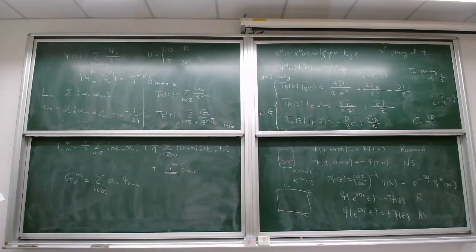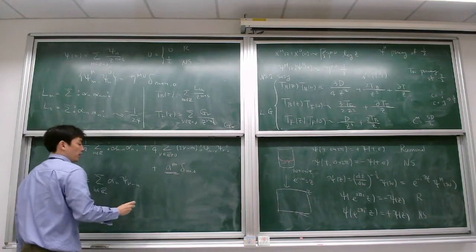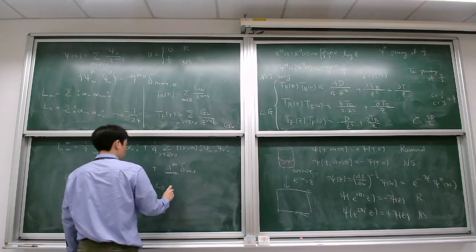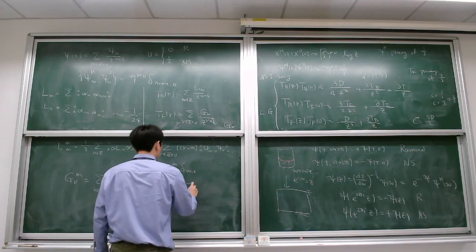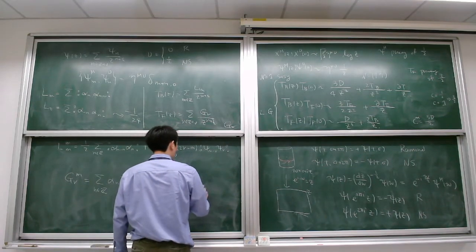Again, from normal ordering, let's look at the L0, and you just look at the normal ordering and the cost of normal ordering.